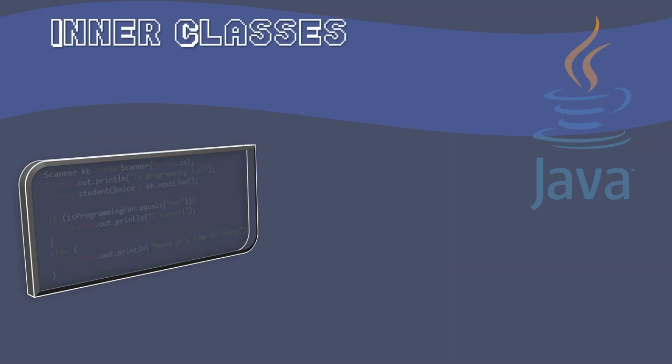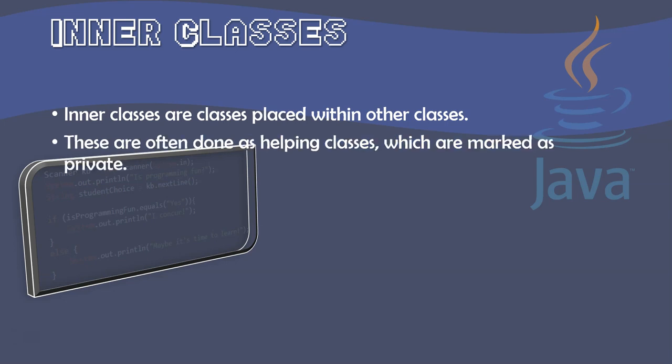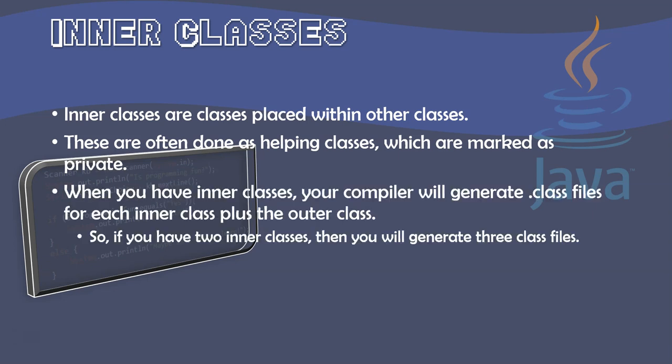Now, the other thing that we had talked about were inner classes. Inner classes, of course, are classes that exist inside of another class. And because they're inside of another class, there are different ways that we can handle them. They're often used as a helping class. In this case, they're always marked as private, but they're not always done that way. Sometimes they're a full functioning class, but again, most of the time they're helping classes.